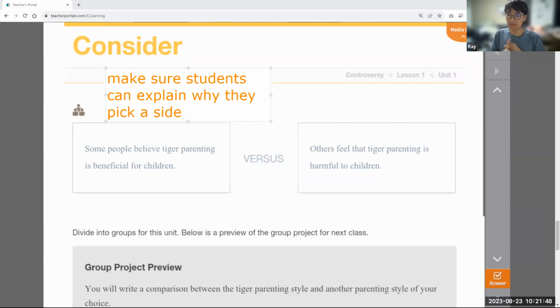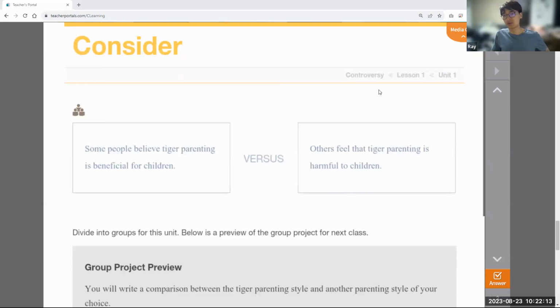This page is a very good page to get students who usually don't like volunteering to talk, because everyone has to answer this, right? You cannot just, all students have to have an idea. So if you have students who don't like to answer questions, don't like to volunteer, this is a good place to cold call them.